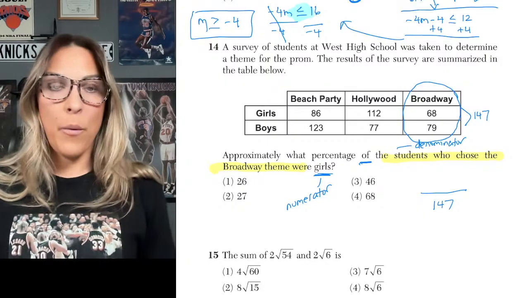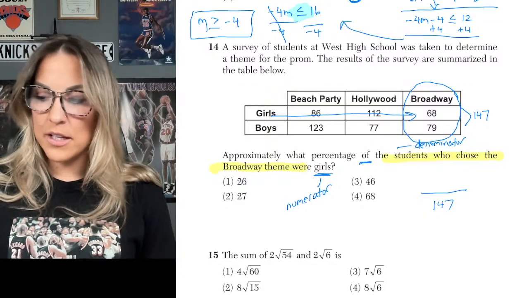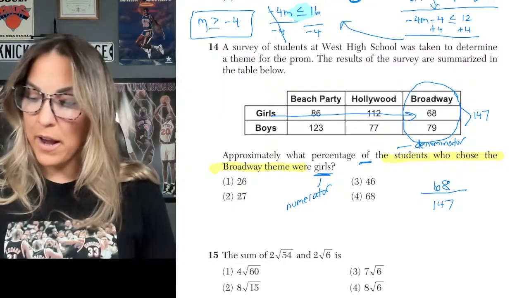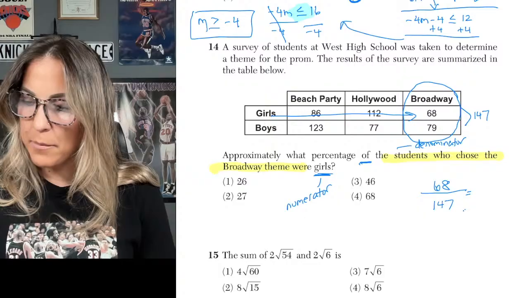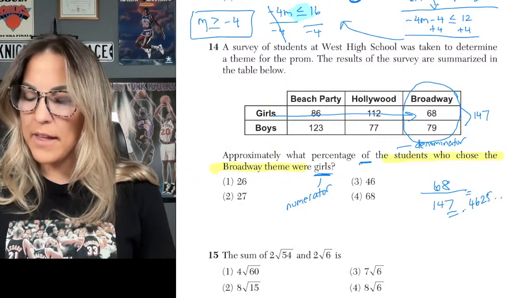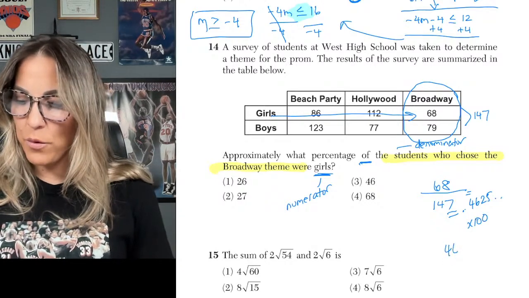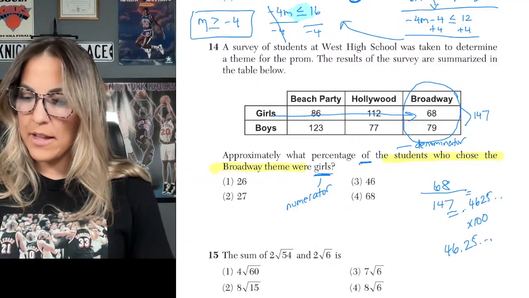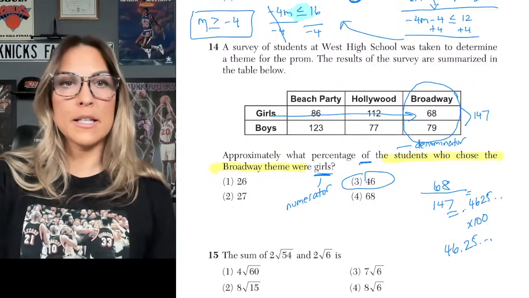They want to know what percent of that was girls. So looking at the girls who chose Broadway, that intersects right here. So it is 68. So I'm just going to divide 68 by 147. That's going to give me a decimal that is something like 0.4625, and it's going to go on. And now to make a decimal into a percent, I multiply by 100. So that's going to give me 46.25 something. I'm just looking to round that. And so answer choice number 3 looks close to what I have, about 46%.